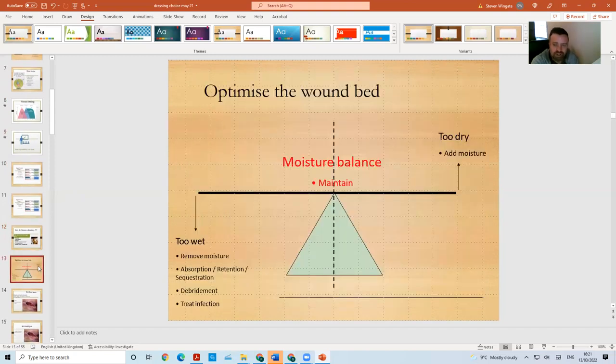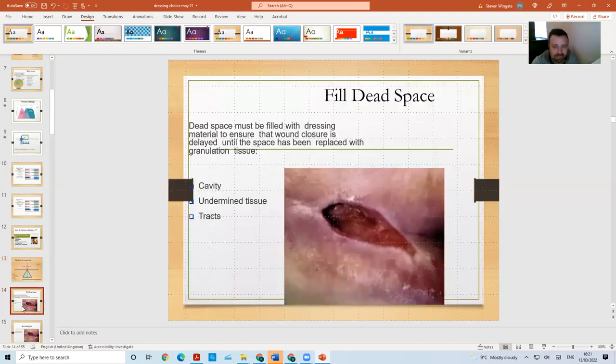So again, asking those questions is really important. We need to maintain that moisture balance. So too wet, we need to remove moisture, absorb it, debridement, and treat infection. So we may have to take off a bit of the skin layer. So debridement is removing the top of the healing process, and then again treat that infection. But if it's too dry, then we may need to add moisture, and we need to keep this optimized wound bed in play.